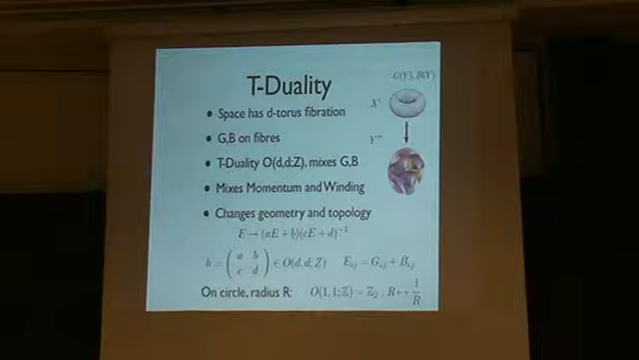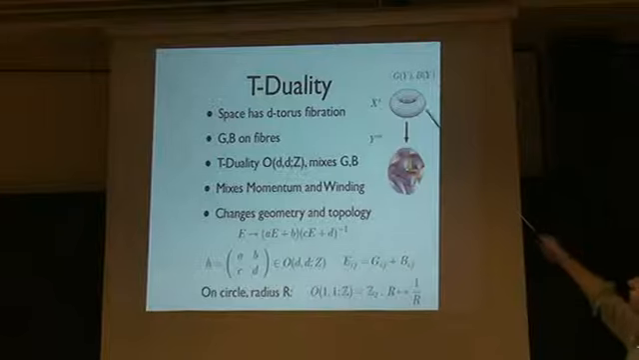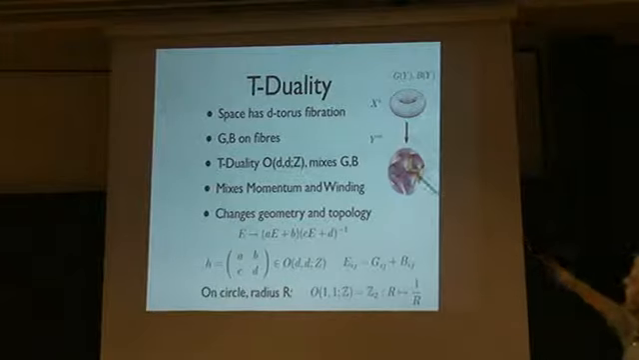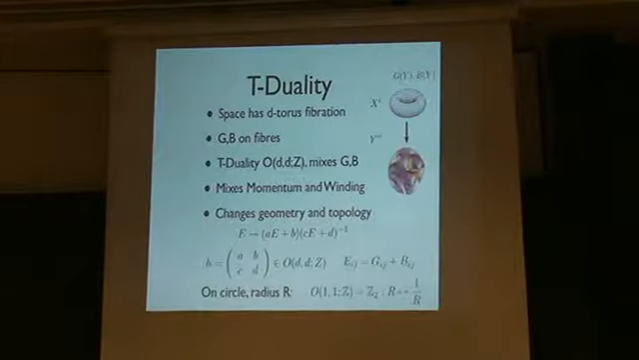That generalizes to the case where, instead of one circle, we have a space which has got d circles. So suppose we've got some d torus here, and more generally you can consider the case where it fibers over some base space, some complicated base space.